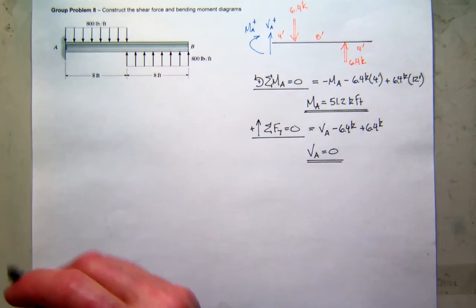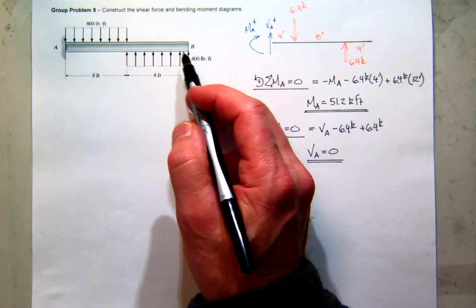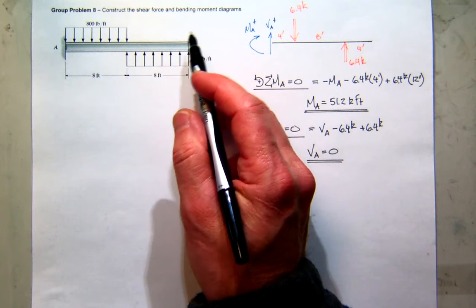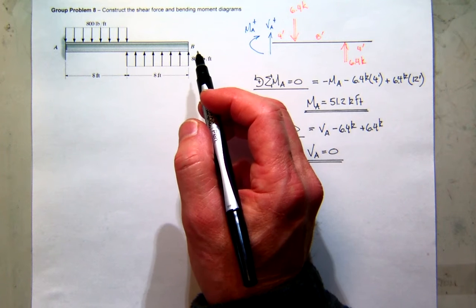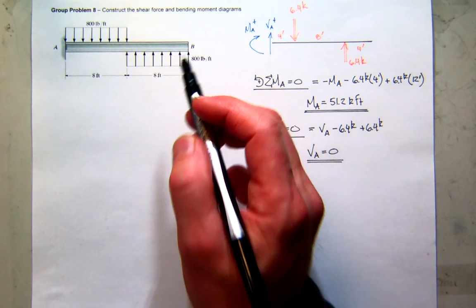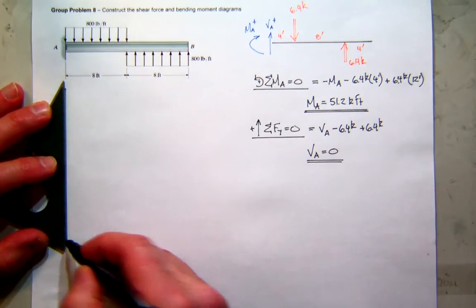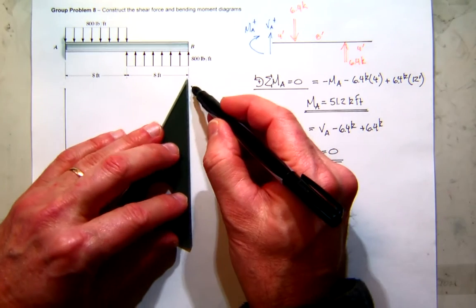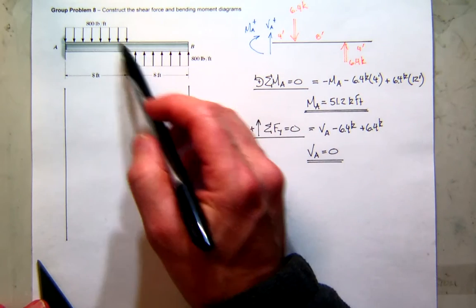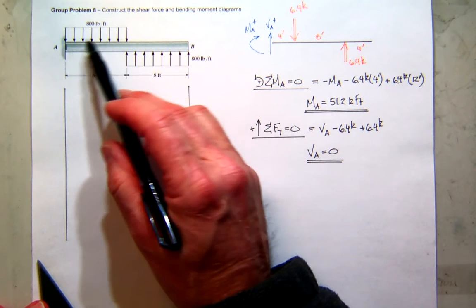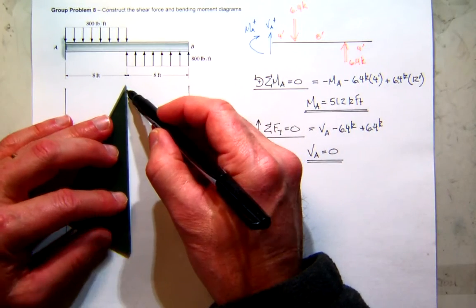So I know my starting points. By the way, when I get all the way out here at B, what's the moment at B? At the free end? 0. And what would be the shear there? Also 0. So if I construct a template where I'll have my beginning and end of my beam, something's going to happen here right at 8 feet because I'm going to have a transition from a negative load to a positive load.